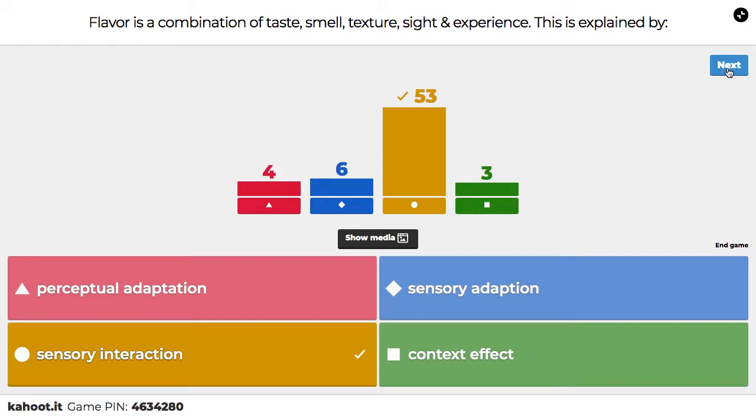And then context effects, there's kind of the setting that you're in. So the example I talked about is, let's say you see me in the classroom, but you see me over in Conant. You might be like, Mrs. Severson? Because you normally don't see me over there.